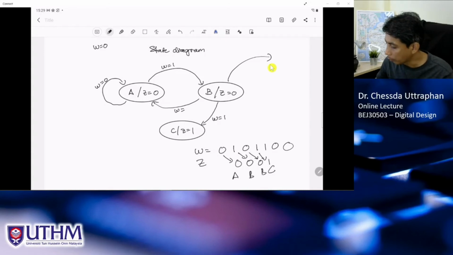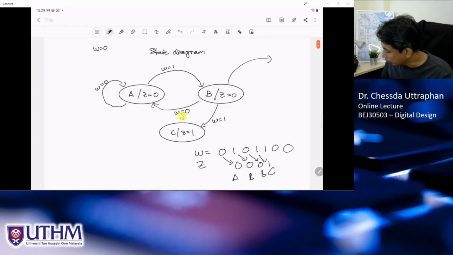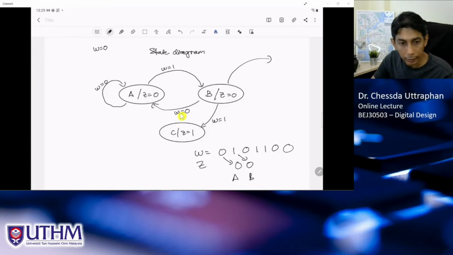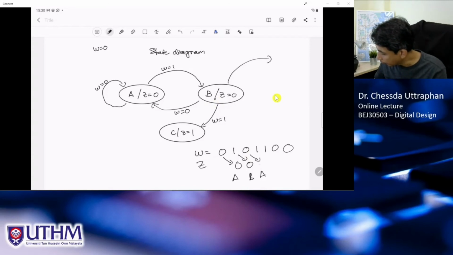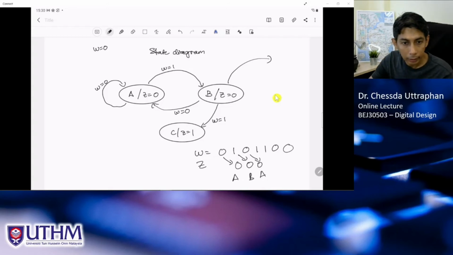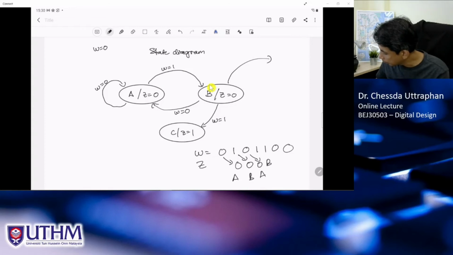Now let's see if we go back to A. If we go back to A, what happened is, so let's have this. This is still okay. And 0, 1, we are at B now. And if 0 comes, we go back to A, and of course, we have 0. And when 1 comes, we go to B, and the output Z is still 0.